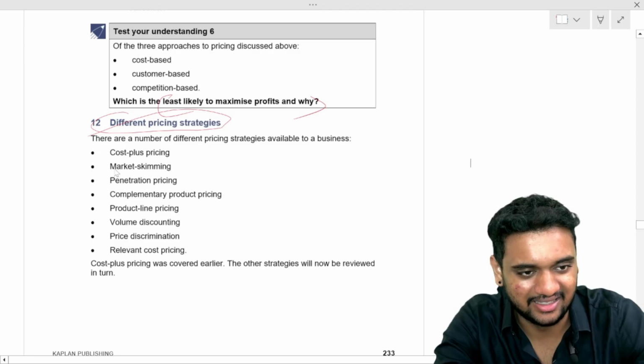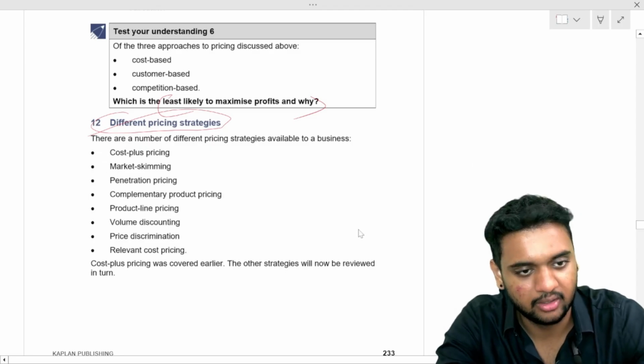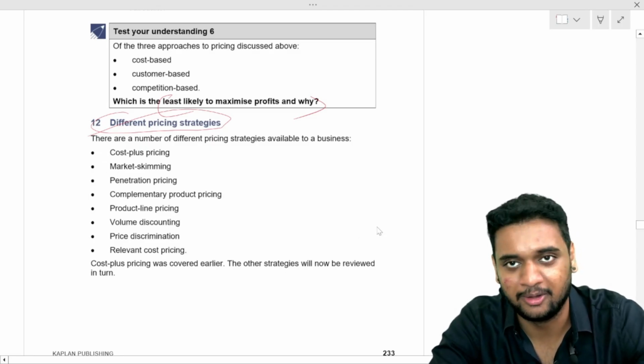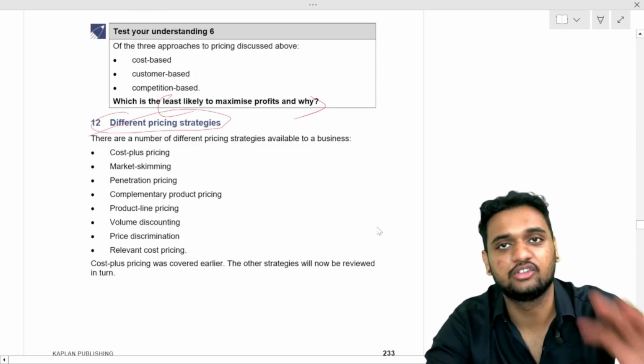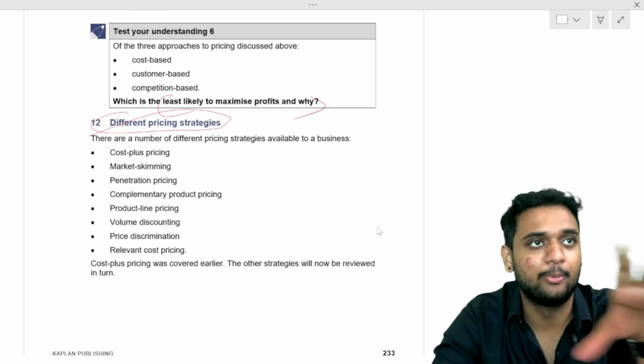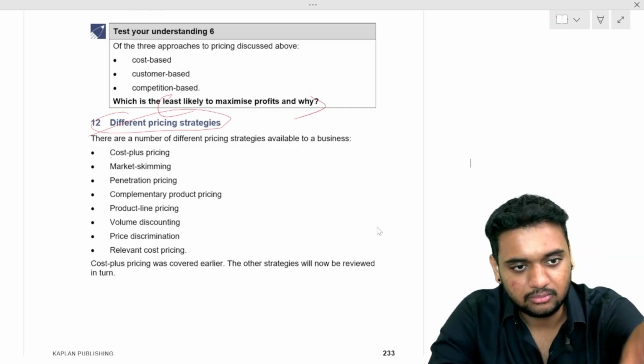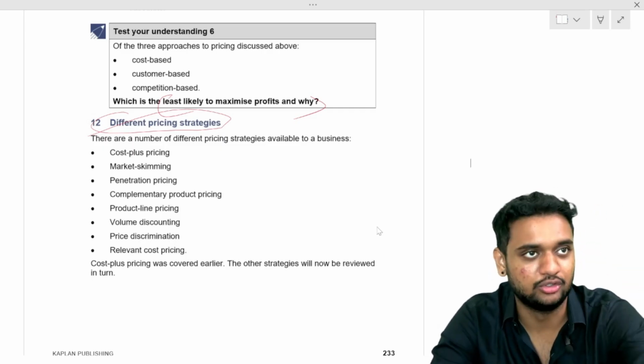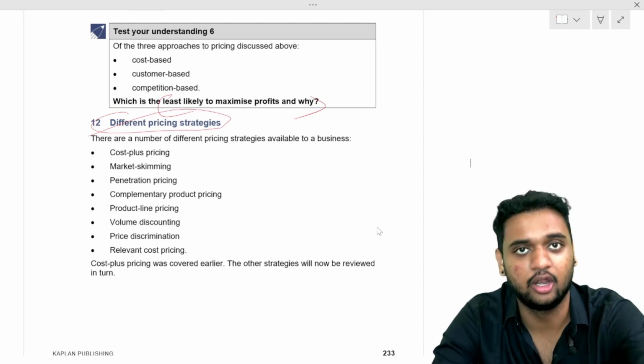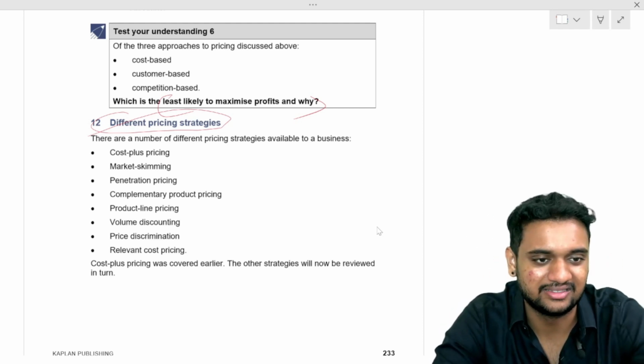Last topic, number 8. Very easy. You're going to see different pricing strategies. What we earlier saw is the broad approach to pricing, and that will be included here also. Now we are going to see different pricing strategies.